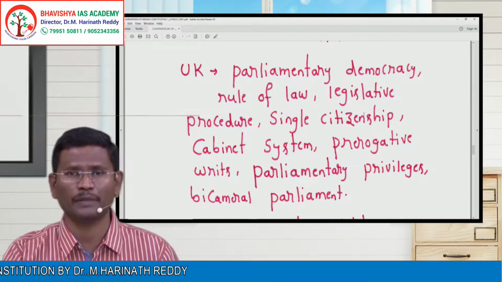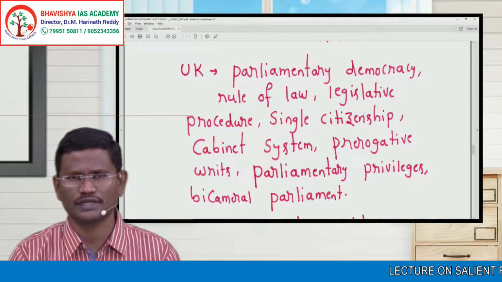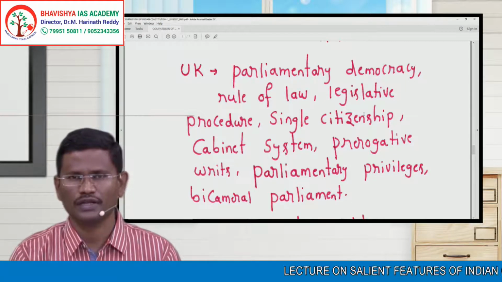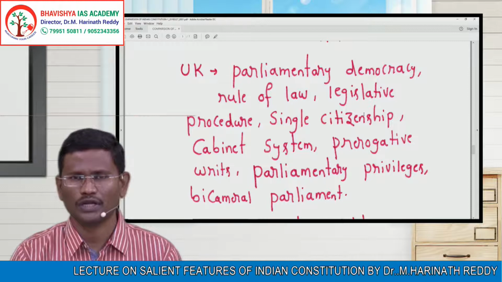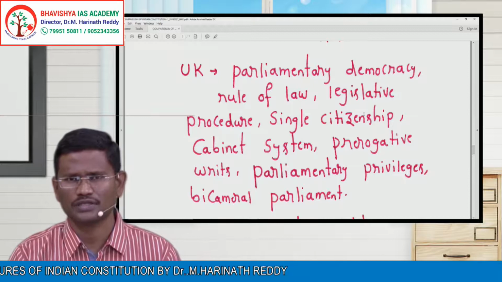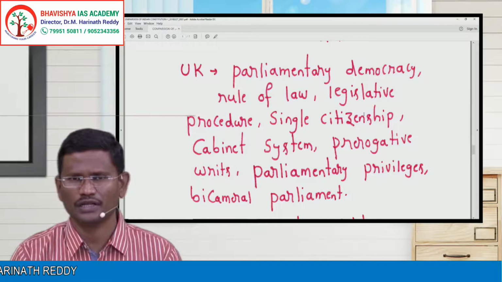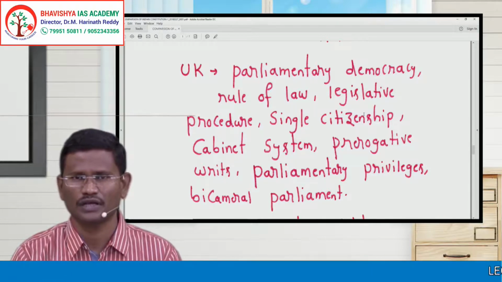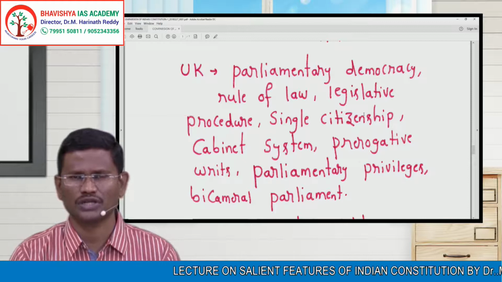In addition to this, bicameral parliament. The Indian parliament is bicameral. It contains 2 houses: Lok Sabha, the lower house, and Rajya Sabha, the upper house. The Indian parliament is made bicameral to protect the interests of the state governments. Rajya Sabha is also called the Council of States. In the Rajya Sabha, the states are represented. The MLAs, the members of legislative assemblies, elect the members of the Rajya Sabha. So Rajya Sabha is the representative of the state government.